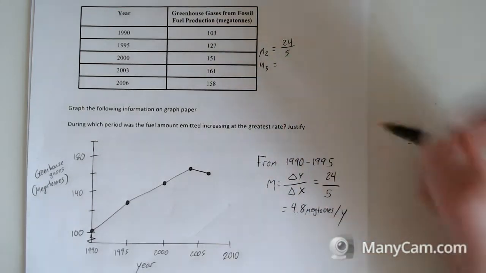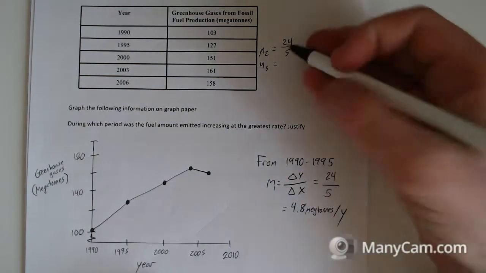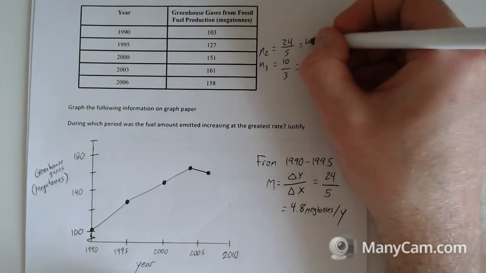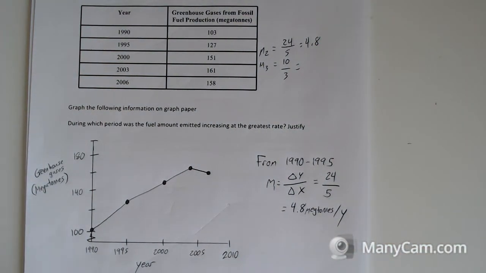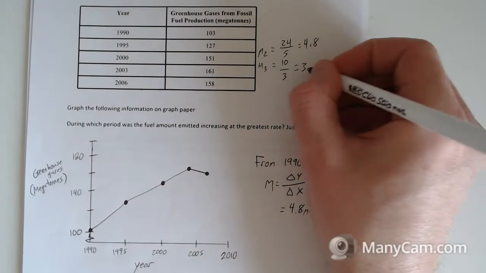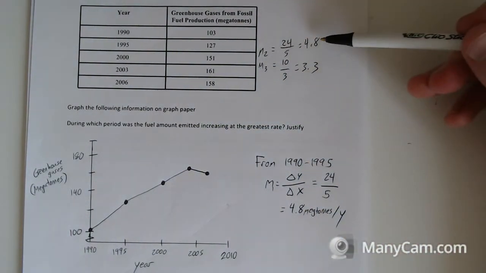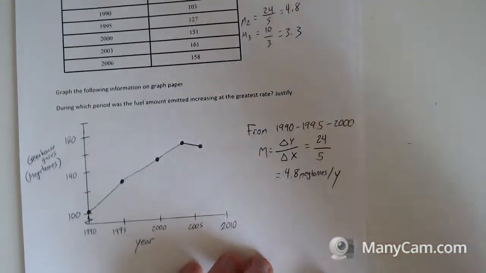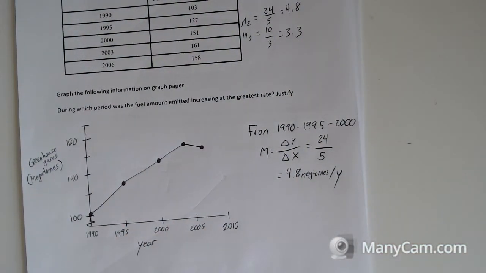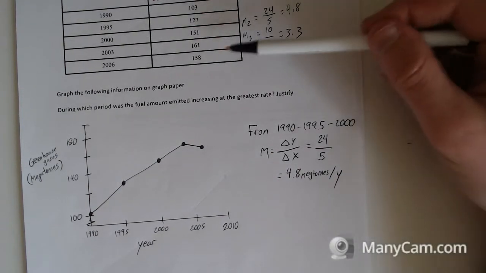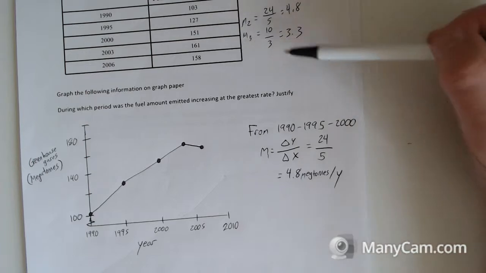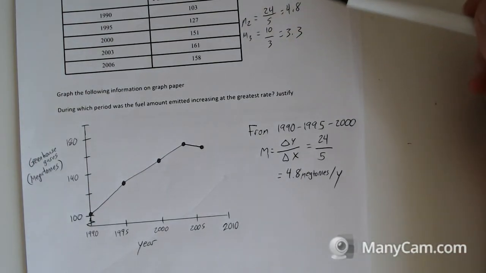M3, what's our change here? Well, it's 10 over how many years? 3. What's 10 divided by 3? It's 3.3. So actually it's from 1990 to 2000 that is all the same rate at 4.8, increasing by 4.8 megatons per year. Then it slows down, and I didn't even check the last one because the last one's actually a negative number. It goes -3 over 3 years, so it's going down by -1. So it's definitely not the last one.